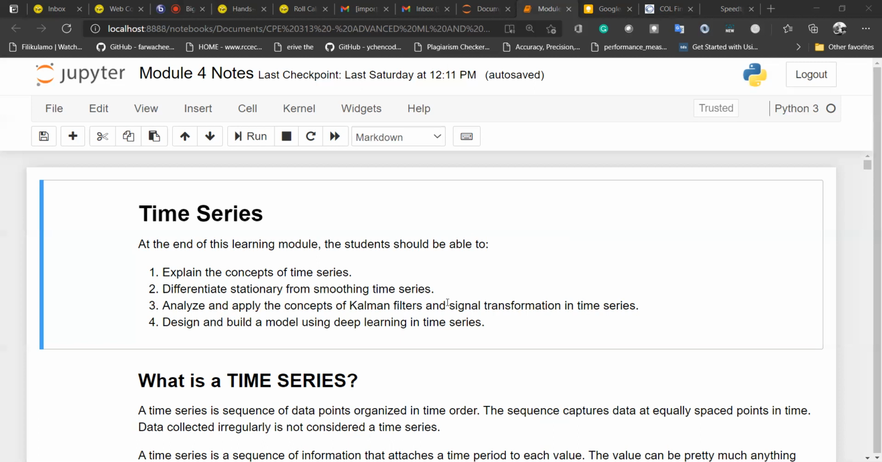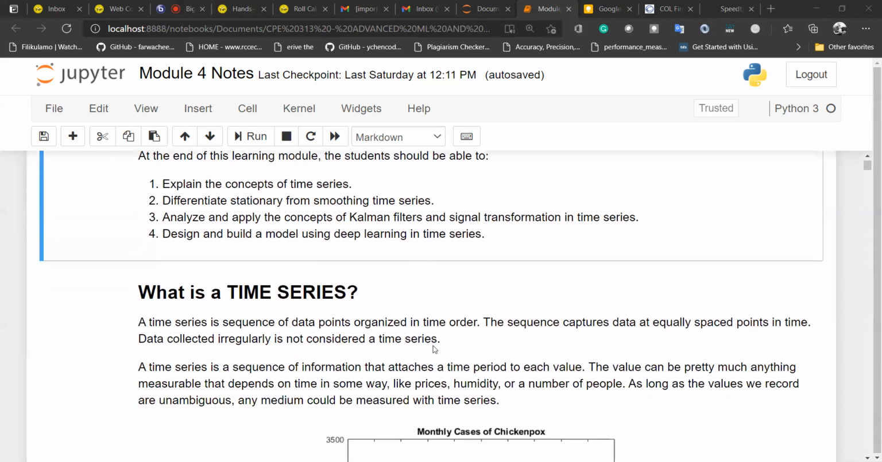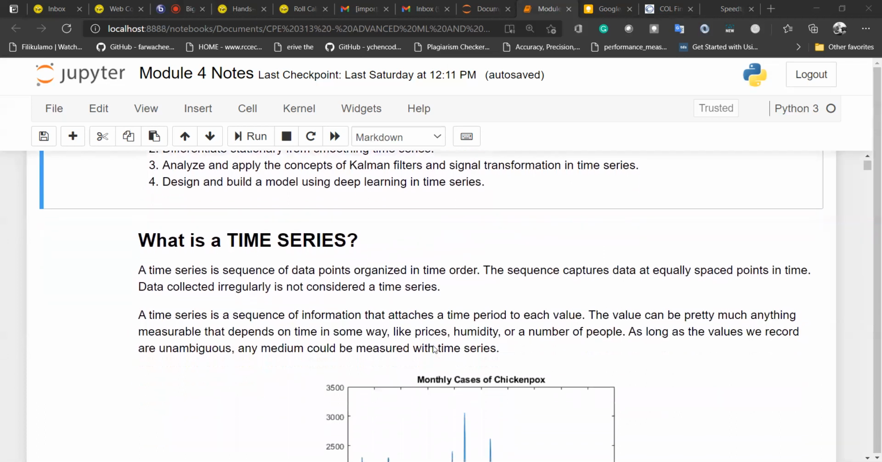And then of course you should be able to differentiate stationary from smoothing time series. We'll try to explain those and analyze and apply the concepts of Kalman filters and signal transformation in time series. And finally you will be able to design and build a model using deep learning in time series. All right, so let's go with the time series.